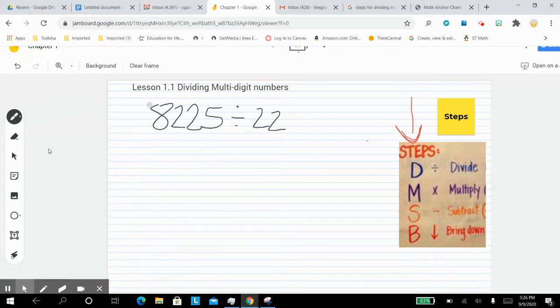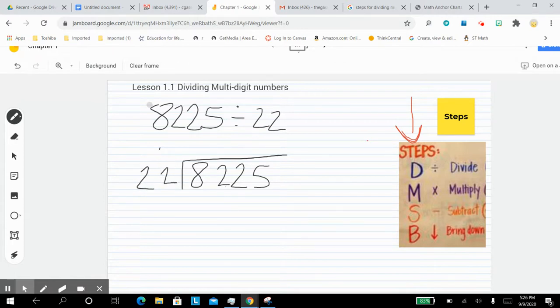Okay, hang on here. Get my machine to work. Okay, so we have 8,225, and we're going to divide that. The first number is the dividend. It goes in the box. Then we're going to divide by 22.